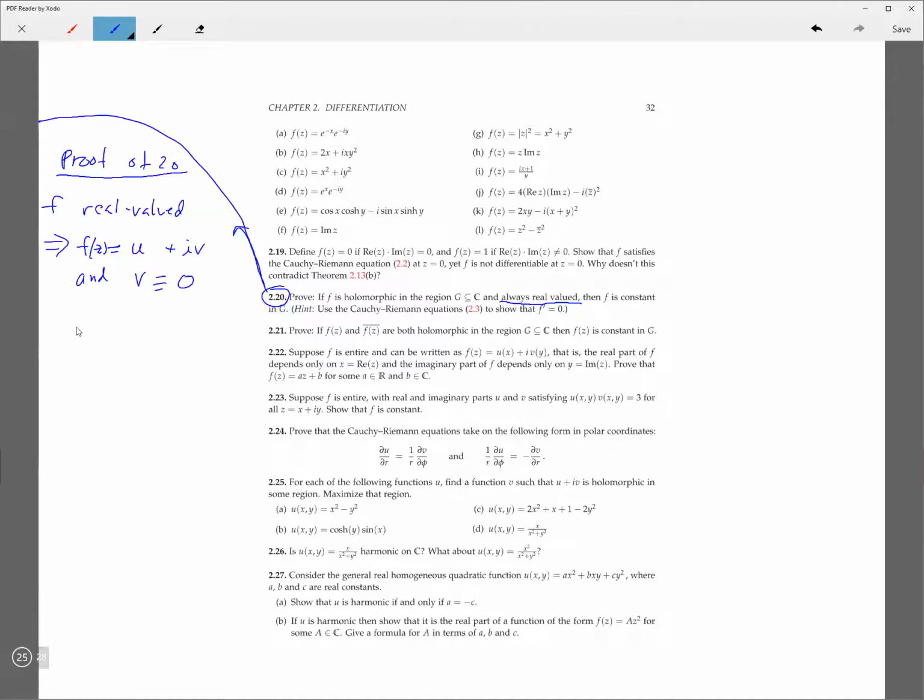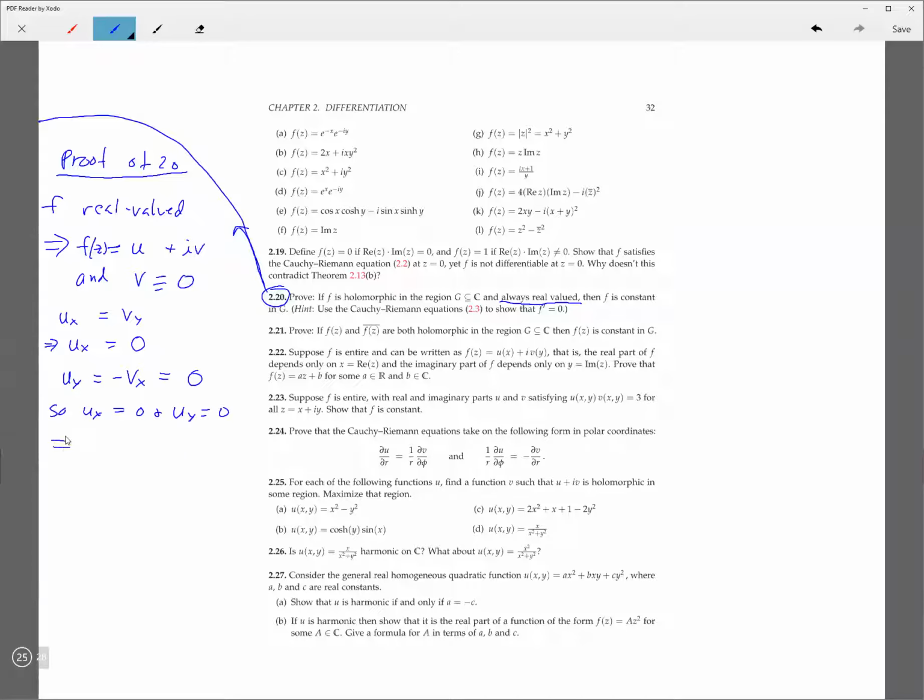Now it says use the Cauchy-Riemann equations. So what's the Cauchy-Riemann equation? You guys remember the first one? You've got to memorize these, by the way. The first one is u_x equals v_y, right? So that means that u_x, okay, what's v? If v is 0, what's the partial of v with respect to y? 0. Yeah, that's going to be 0. And then the other Cauchy-Riemann equation is u_y equals negative v_x, and that's going to be 0 also, right? Or negative 0, but negative 0 is also 0. So u_x equals 0 and u_y equals 0.